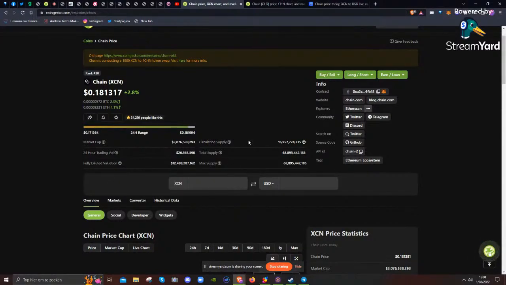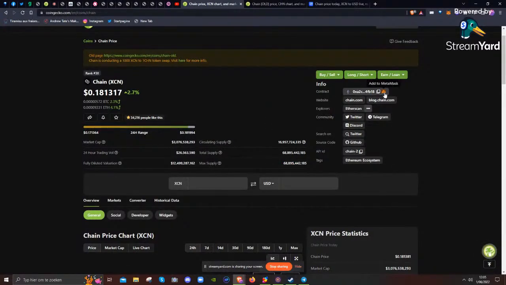Okay, circulating supply, how much is this? 16,957 tokens or coins. Total supply 68 billion. So we are at approximately 1/6, or let's just say almost 1/3, of the total and max supply. I hope this is going to be a hard cap and not a dynamic one. The numbers are a little bit odd.